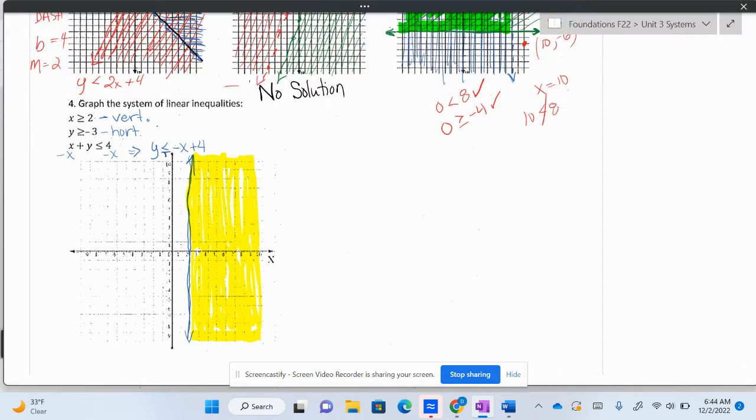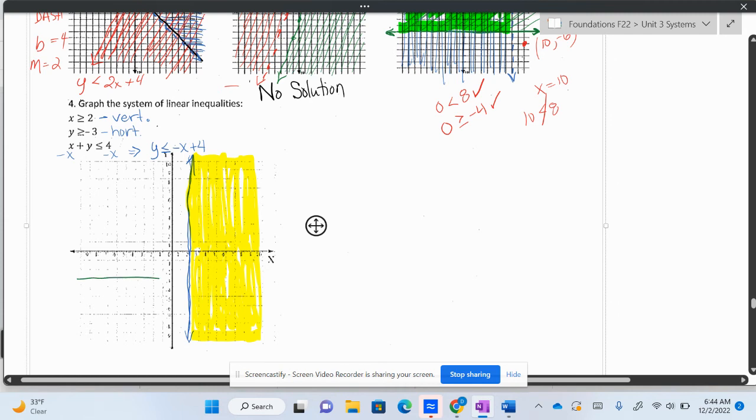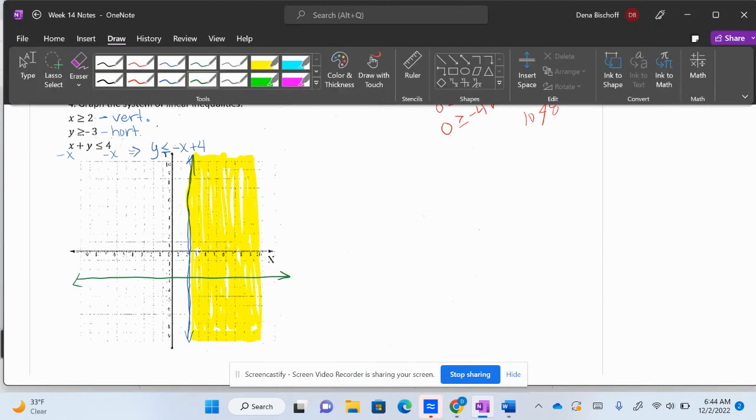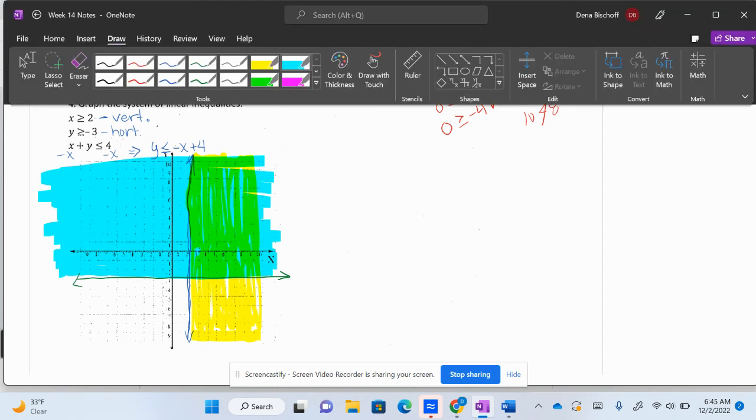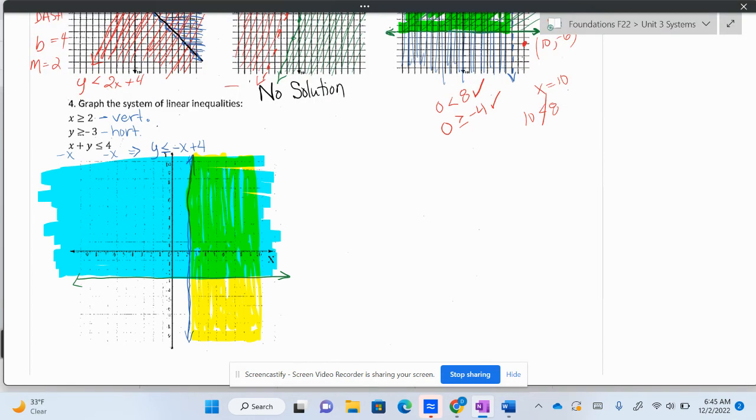Our next one is y is greater than or equal to -3. That's also a solid line, but it's going to be a horizontal line. And again, I'm going to shade above because it's greater than. So I'm shading everything that is above -3 on the y-axis, every y value that is greater than or equal to -3.